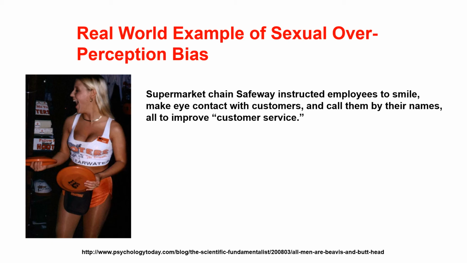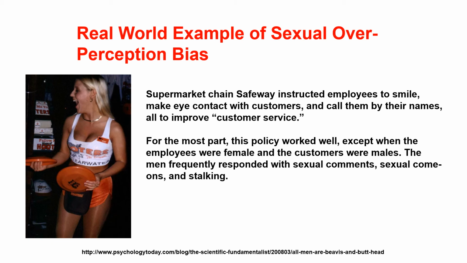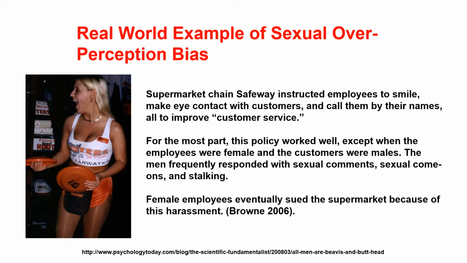Guys, on the other hand, interpret this as flirting, at least when women are doing it. So this policy worked really well, except when the employees were female and the customers were male. The males then frequently responded with sexual comments, sexual come-ons, even things like stalking, because the men, using this error management bias, men have evolutionarily adapted to over-perceiving sexual intent so they don't miss mating opportunities. Well, the result is that these things that weren't flirting were interpreted as flirting by men, were interpreted as sexual intent. In actuality, female employees sued the supermarket because of all the harassment they were getting. So it just shows the real-world example where this comes into play.